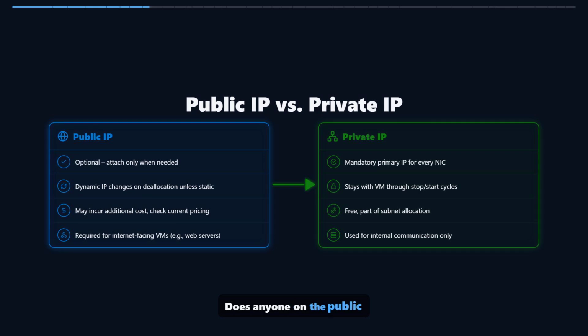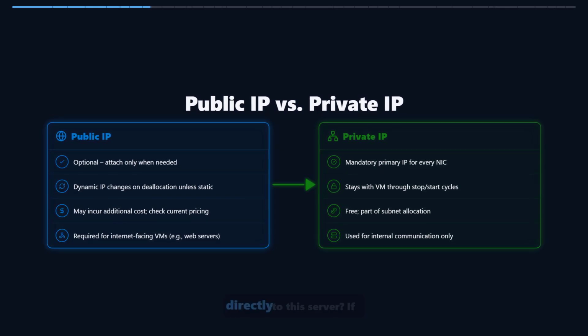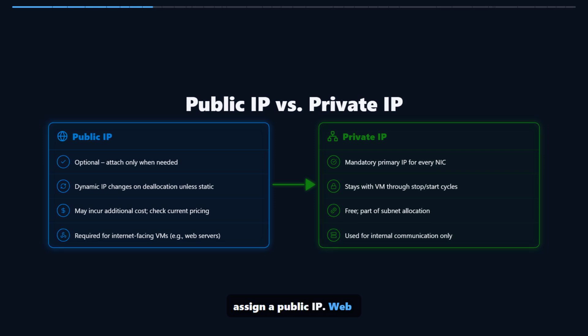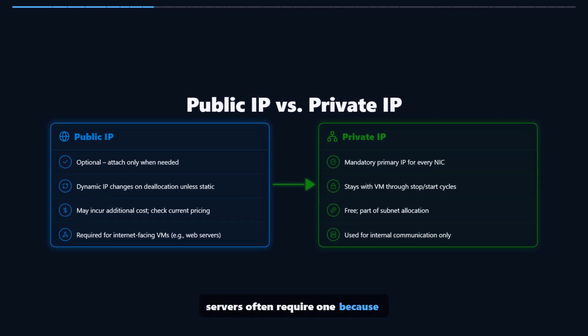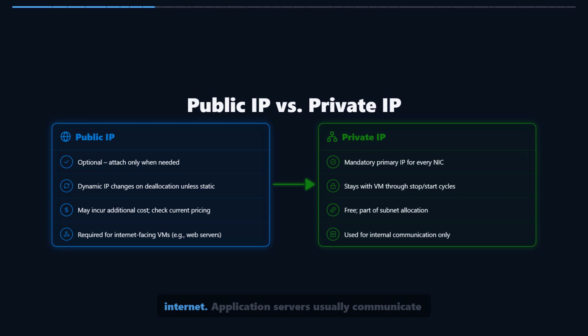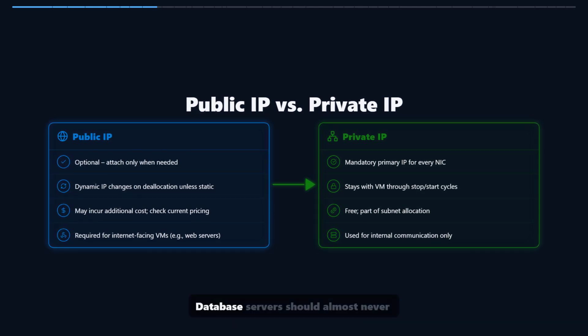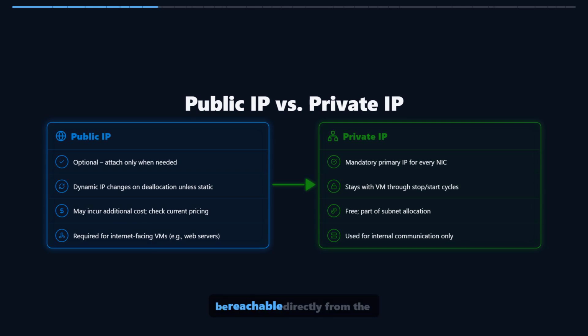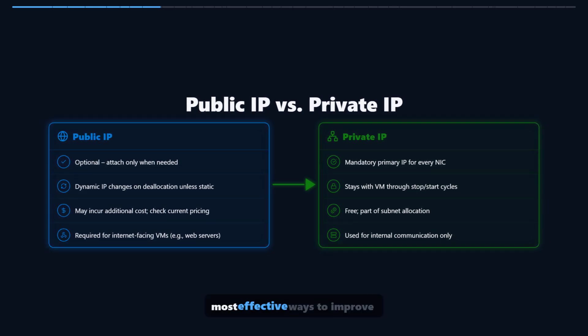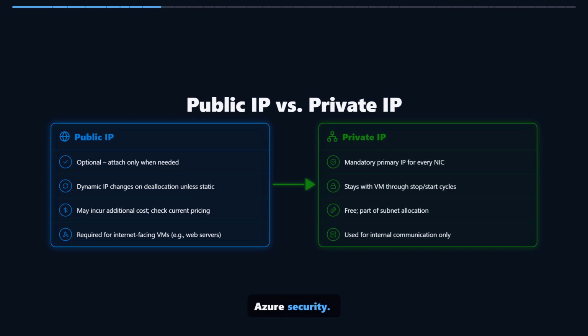Does anyone on the public internet actually need to connect directly to this server? If the answer is no, don't assign a public IP. Web servers often require one because customers access them from the internet. Application servers usually communicate only with the web tier. Database servers should almost never be reachable directly from the internet. Reducing public exposure is one of the simplest and most effective ways to improve Azure security.